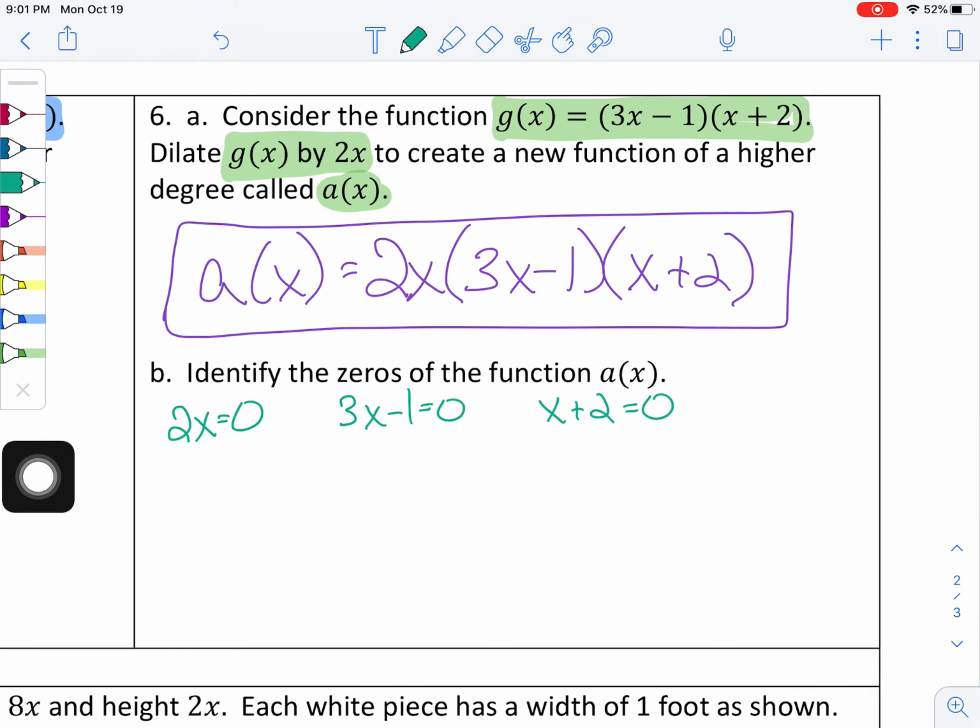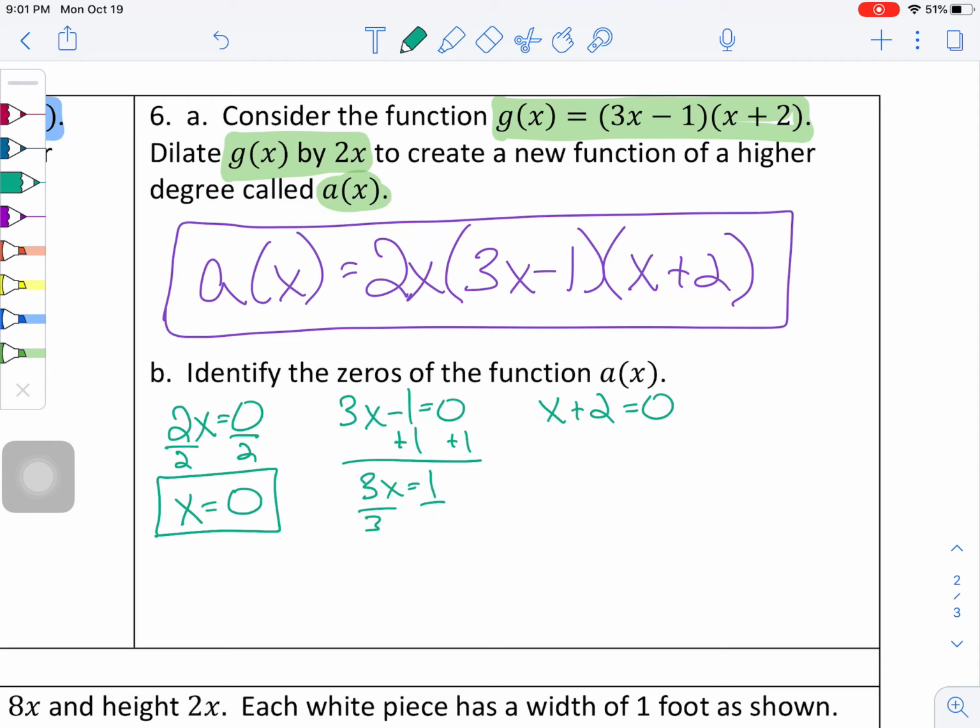So this first one here, I'm going to divide both sides by 2. And we're going to get x is equal to, well, 0 divided by 2 is just 0. 3x minus 1, I'm going to add 1 to both sides. So 3x equals 1, divide everything by 3. x is equal to 1/3. And to get x by itself when it's being added to 2, I'm going to go ahead and subtract 2 from both sides. So x is equal to negative 2.